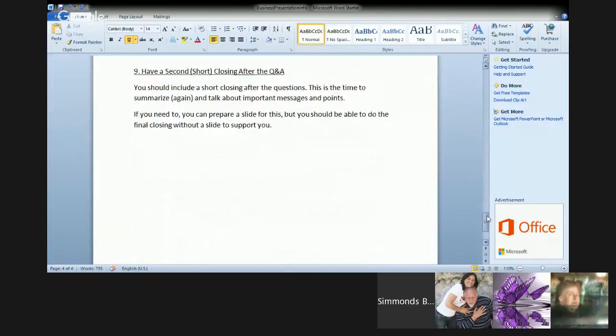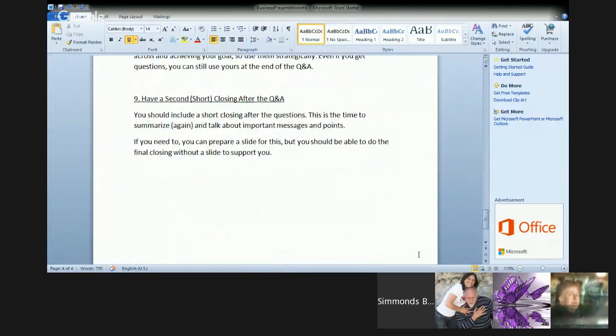Oh, Q&A is question and answer, just so everybody knows as well. Have a second closing after the Q&A. You should include a short closing after the questions. This is the time to summarize again and talk about important messages and points. If you need to, you can prepare a slide for this, so you are able to do the final closing with a slide to support you.